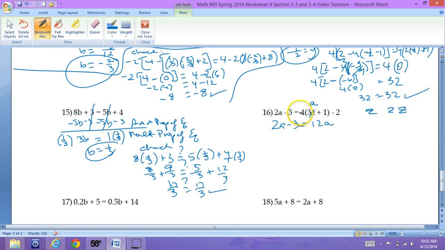So that was 12a, and then we have 4, and then we have minus 2, and we're going to combine like terms. Now we're going to move the 2a over here, and we're going to move the 2 over there. So this makes a 0 pair, 2a minus 2a. 2 minus 2 is a 0 pair, so what's left? Negative 3 minus 2 is negative 5. 12a minus 2a is 10a. And now we're going to divide or multiply by the reciprocal on both sides.